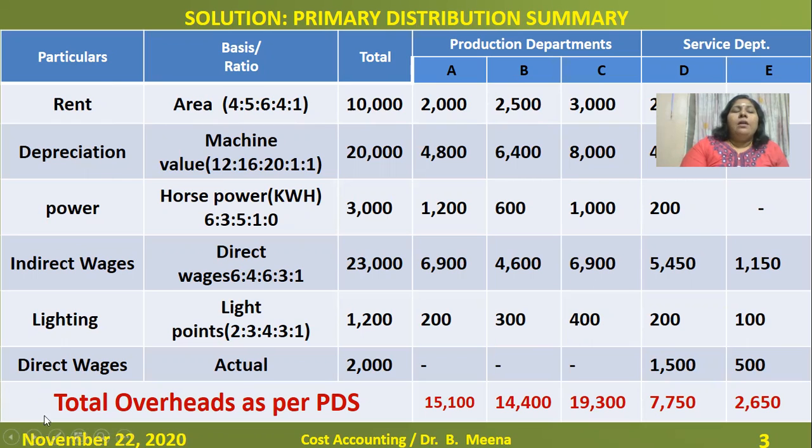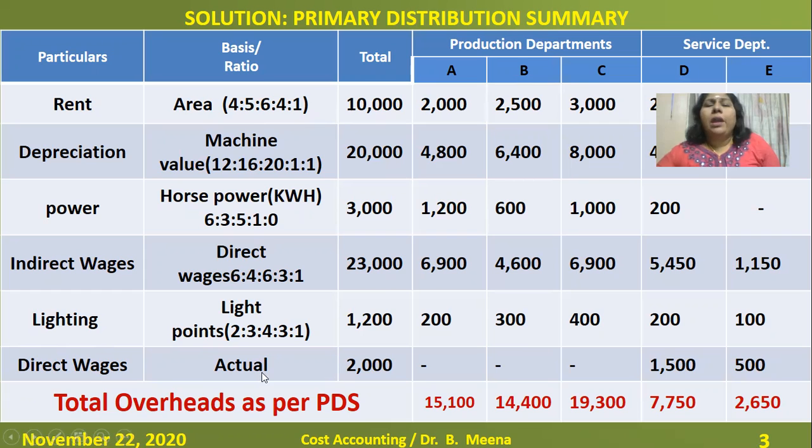Say, for example, I have written the direct wages, the basis as actual, and how I got the total 2000 is, it's a summation of service department amounts 1500 and 500, and 2000 I can write as the total, and I put a hyphen mark in the production departments A, B, and C columns. Okay, so this is the thing I want to highlight in this video. Whenever you have wages or materials, you need to show only in service departments and take the summation of the service department amounts and show it in the total column. Basis has to be written as actual.